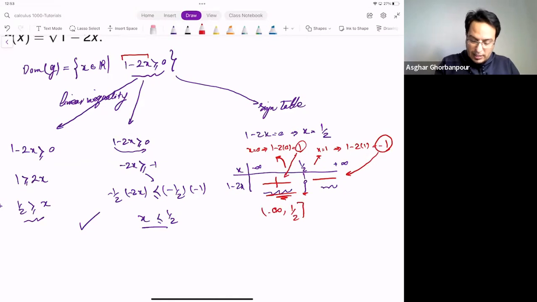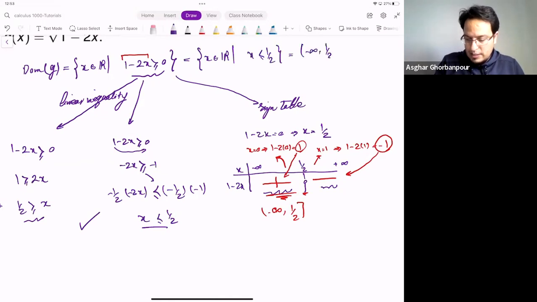Let me just quickly write this one and finalize this. This is x in R for which x is less than half, or we are interested in the interval notation, which will give us this. Here, I am including half because square root of 0 is 0. It is allowed there. Any questions, any comments?